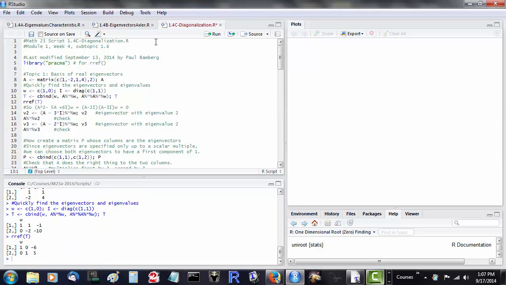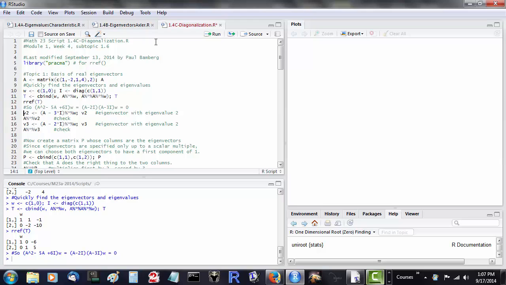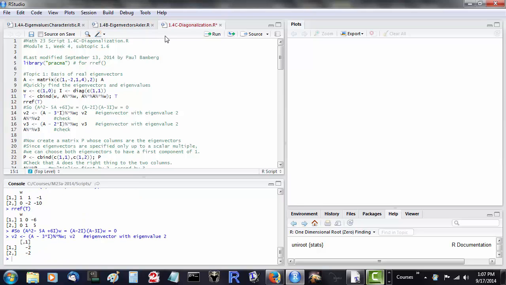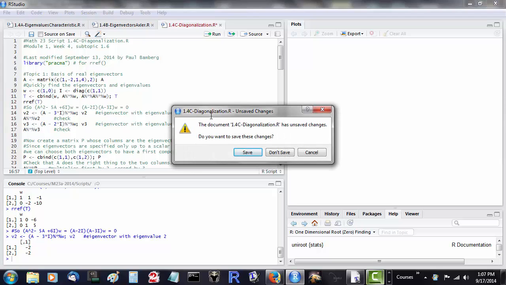I will row reduce it, look at the result, and I can read off from that A squared minus 5 times A plus 6 times I acting on W is 0. That factors very nicely into A minus 2I times A minus 3I. Using A minus 3I, I get the eigenvector with eigenvalue 2. And using A minus 2I, I get the eigenvector with eigenvalue 3.